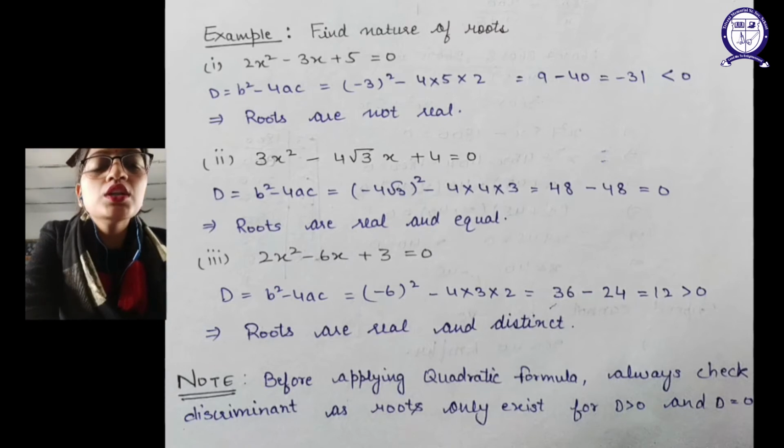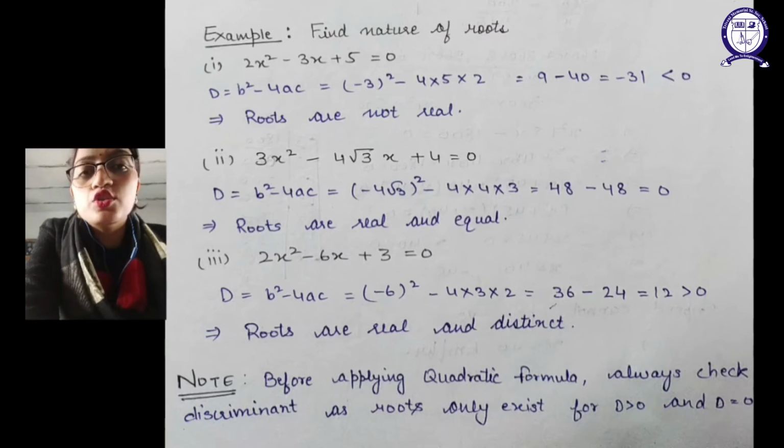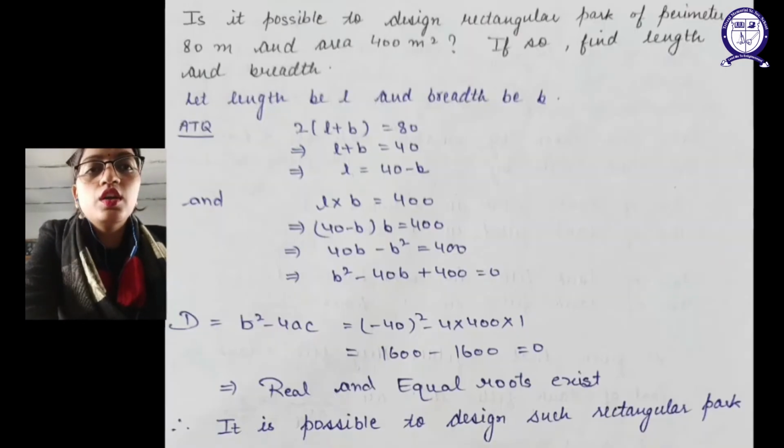Now note, before applying the quadratic formula always check the discriminant, as roots only exist for D greater than 0 and D equals 0. It says that in any question, before applying the quadratic formula, always check whether the discriminant is negative, positive or equal to 0, because in some cases D comes out to be negative and in that case we don't need to solve the question any further. So always check it.